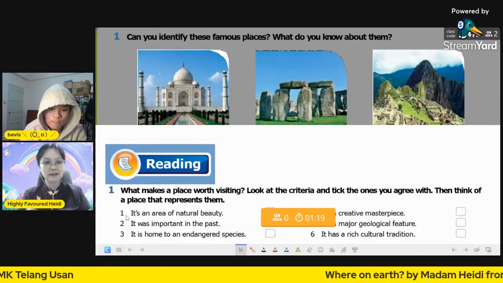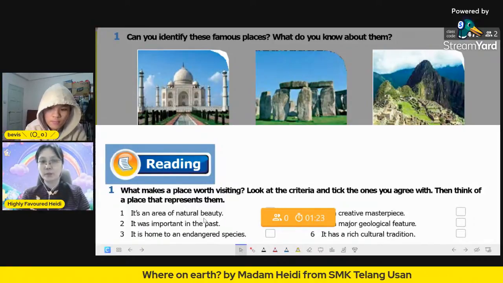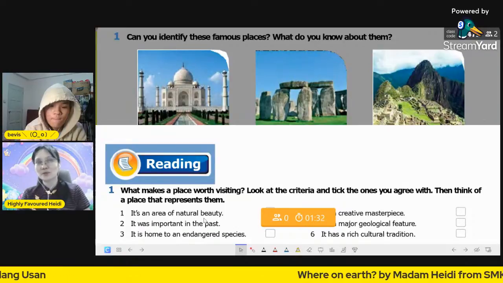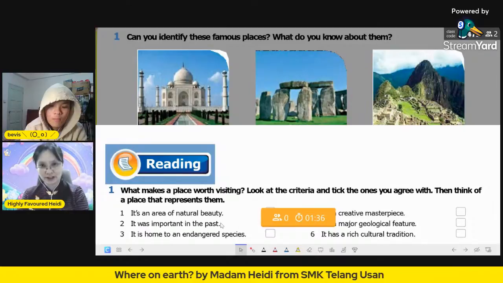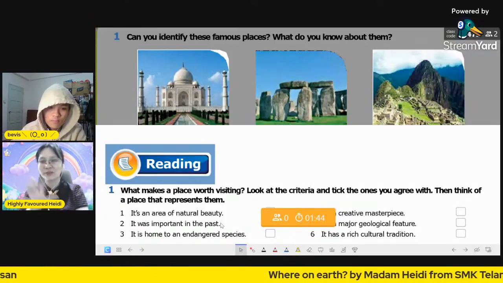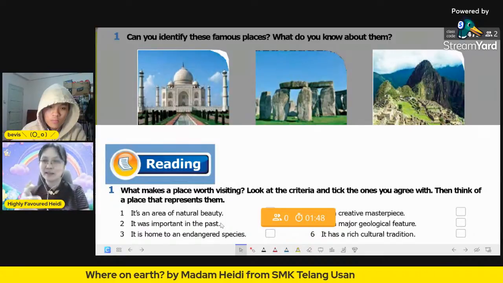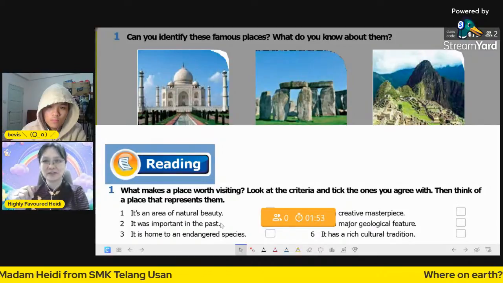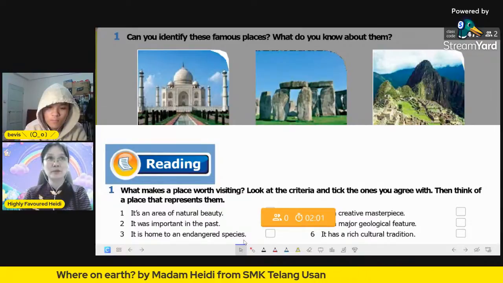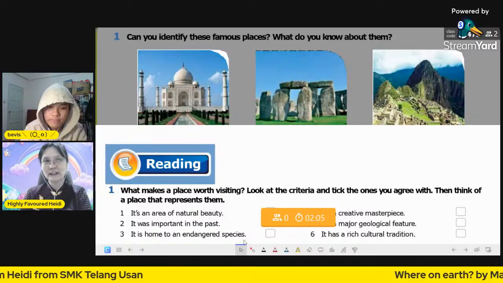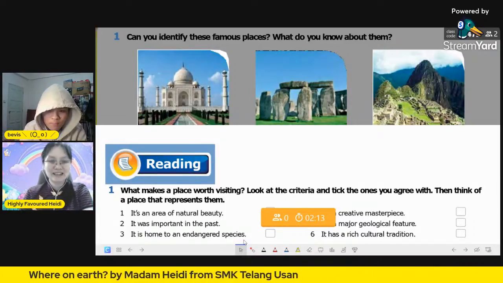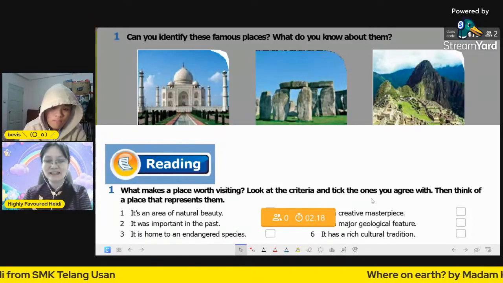So let's say you pick number one, a natural beauty that is worth visiting. Then if you want to say it was important in the past, I would choose Malacca, where you go to A Famosa. Of course, if you want to pick places overseas, also no problem. For home to an endangered species, if Malaysia, I will choose Kuala Terengganu, Rantau Abang, where we see the turtles. Sometimes, if you are fortunate enough, you will see more than one turtle come to the beach to lay eggs. But sometimes none appear. So these are some of the places that I know in Malaysia.